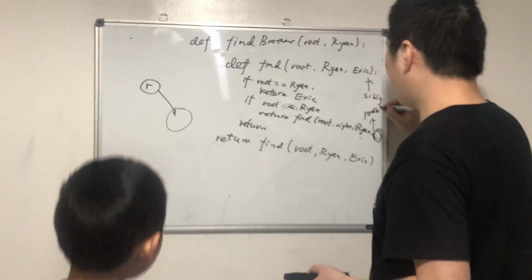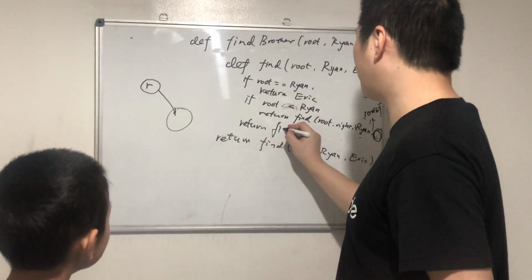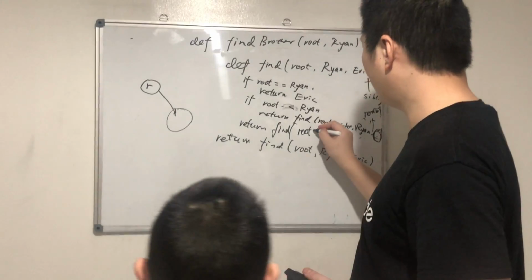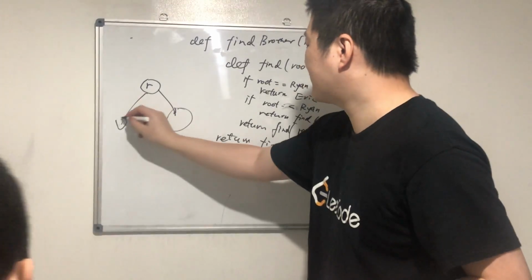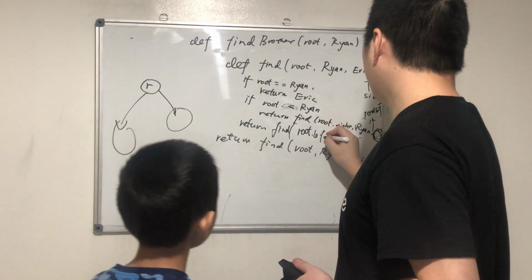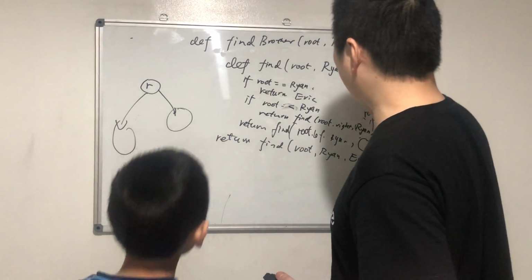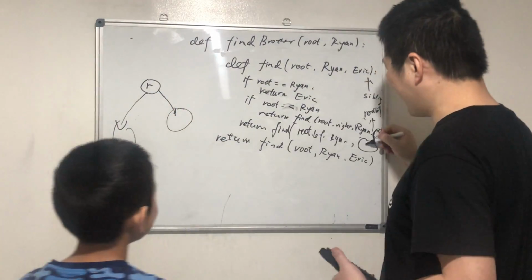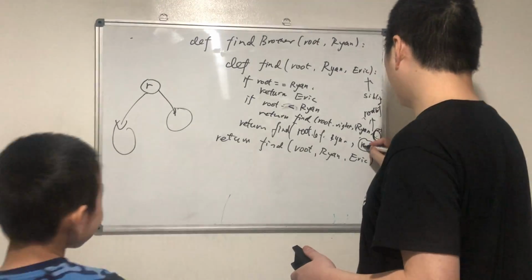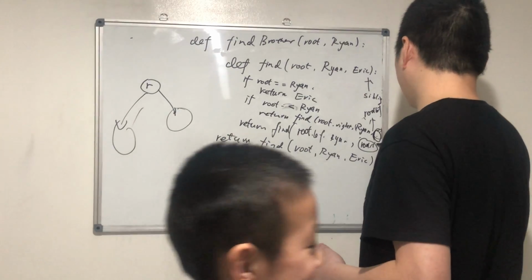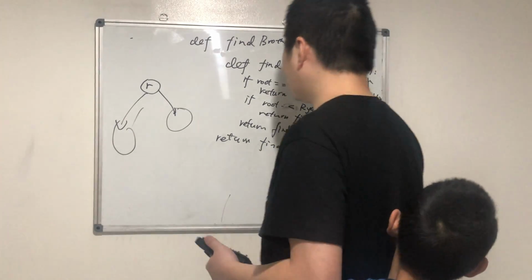And then the other direction will be the return here. Find the root dot left, and then the brother. And what's the sibling we're passing? We need to update it: root dot left. We are going to the left, right. Does it make sense? Does it make sense?